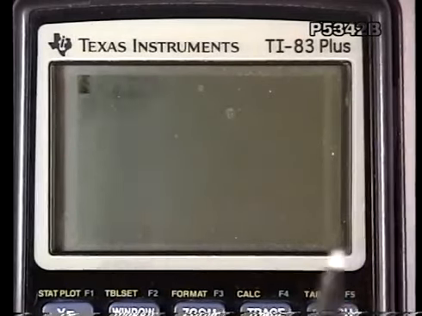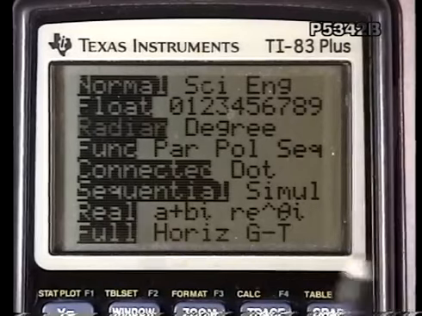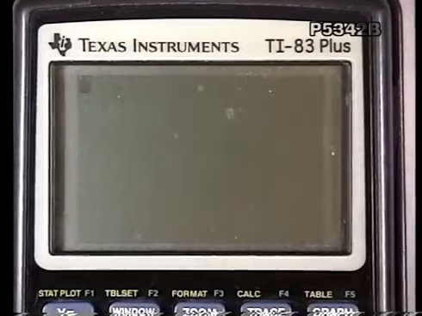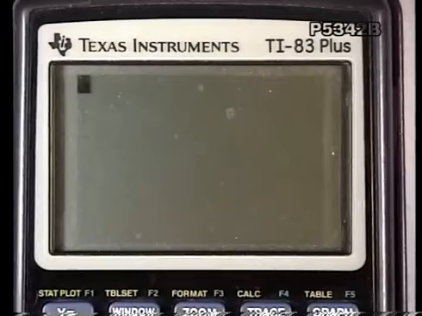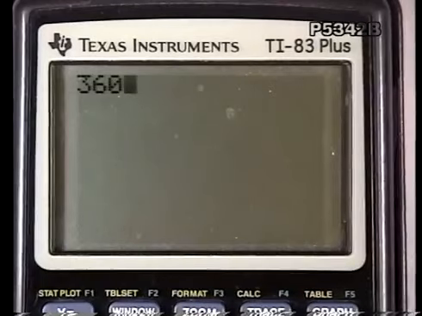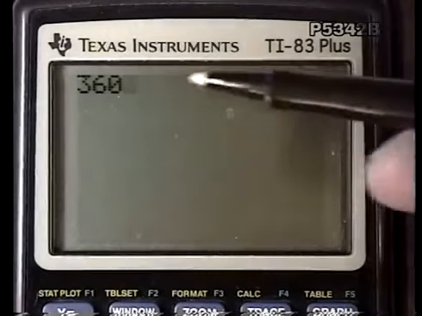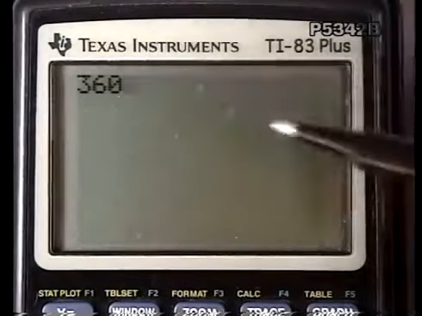So we go back, and we want our answer to be in radians, so I change the mode to radians. And then I quit, and I'm ready now to put the answer in radians. I know that 360 degrees is equal to how many radians? But I have to tell the calculator that this is degrees.